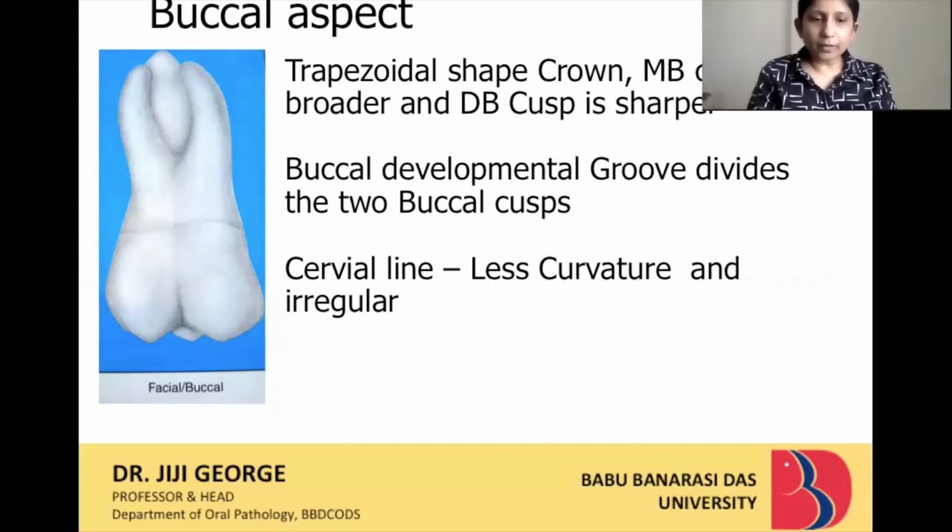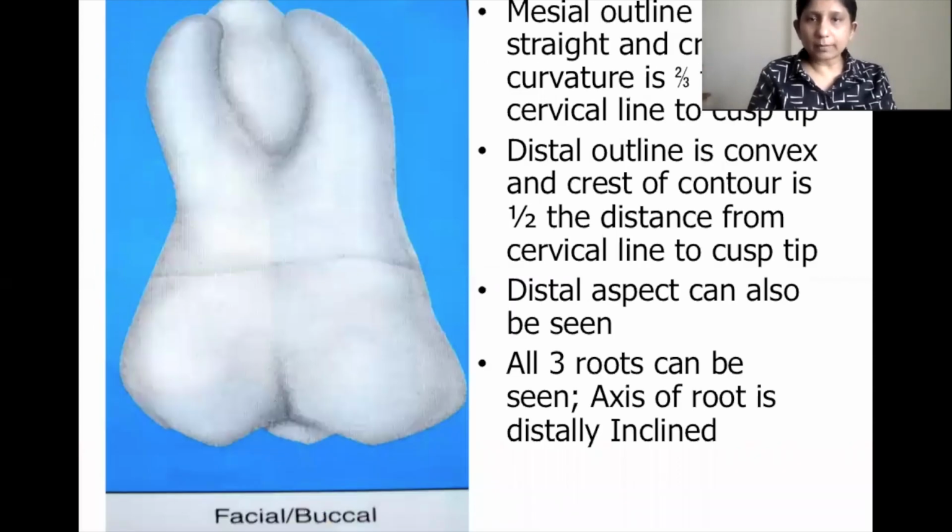Coming on to the next picture, here again we'll look at the mesial outline. The mesial outline is straight, and the crest of curvature is at 2/3 from the cervical line to the cusp tip. If I divide this crown into 3 parts, I draw a line here and another line here. Now I have divided the buccal aspect of the crown into 3 parts: the occlusal third, the middle third, and the cervical third.